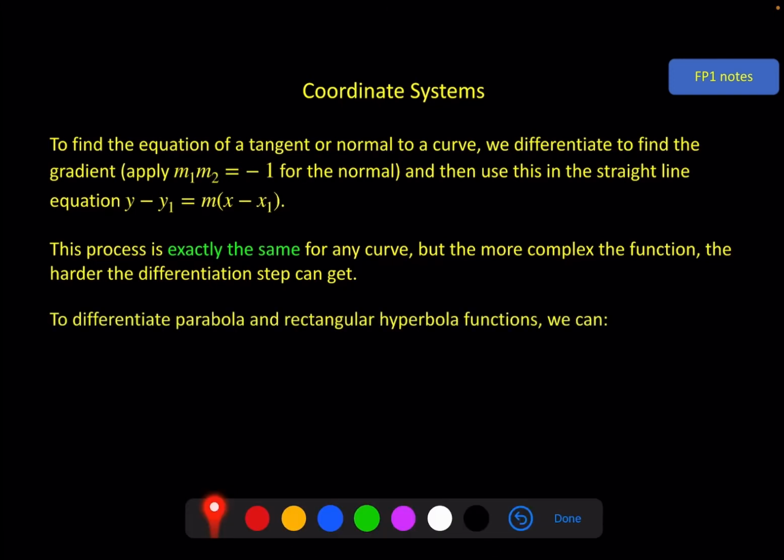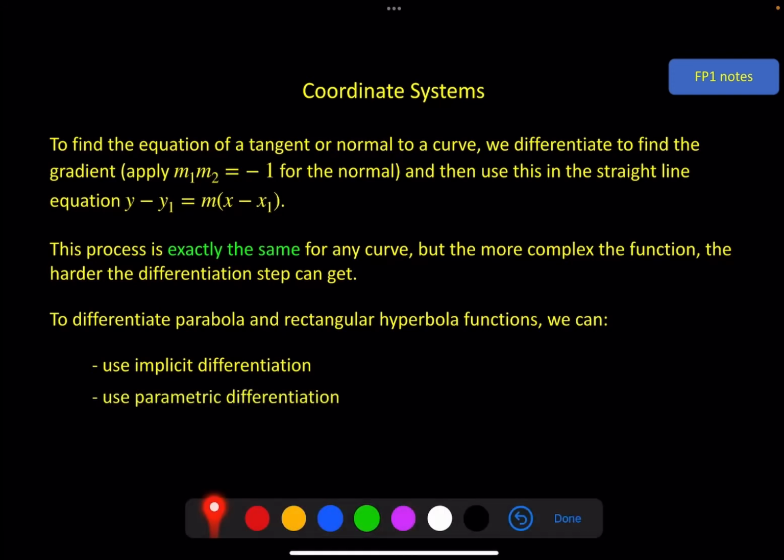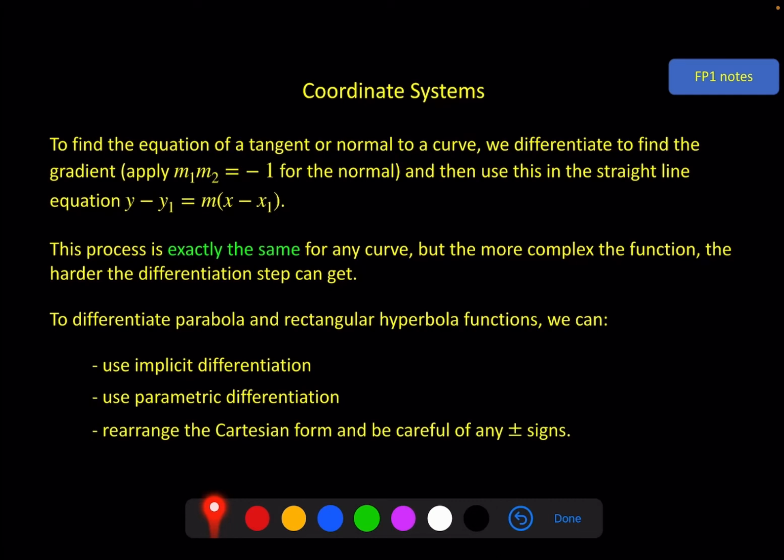In this case, to differentiate parabolas and rectangular hyperbolas, we can either use implicit differentiation. Don't worry if that is unfamiliar to you, that comes later in the P4 module. But if you know how to do that, then you can do that. Otherwise, you can use parametric differentiation if you've done that. But don't worry if you haven't, because otherwise you can rearrange the Cartesian form and be careful of any plus minus signs.